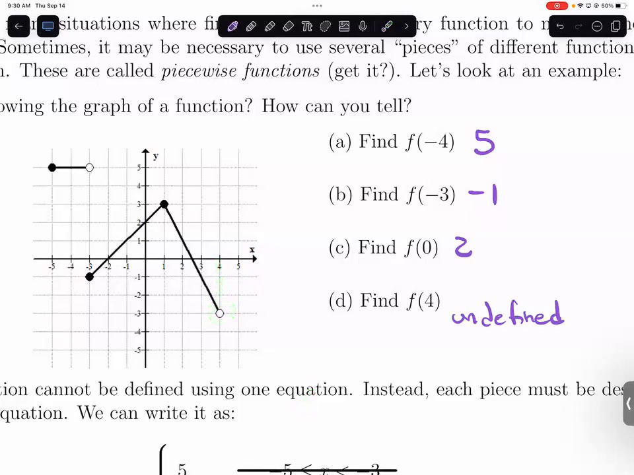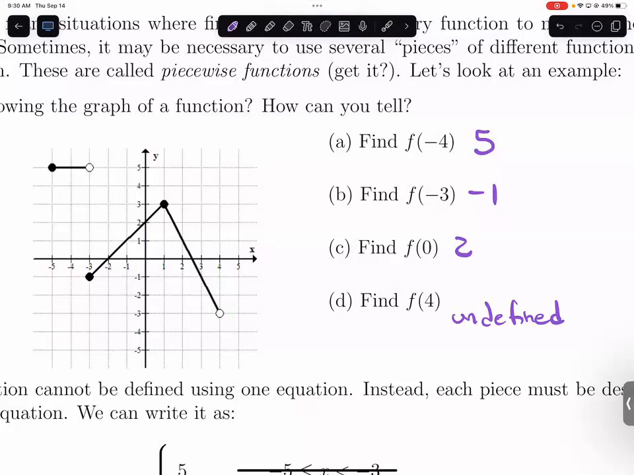It means there's like no answer to that question, but literally what's happening is that the function is not defined there because there's nothing telling me what the function does or how it behaves at 4. Nearby 4, yes. At 4, no. Okay. That's a piecewise function.